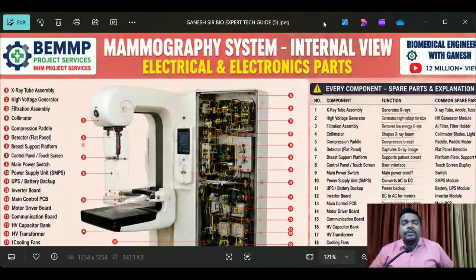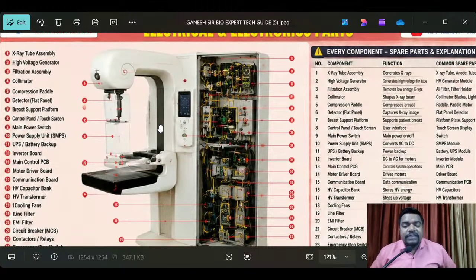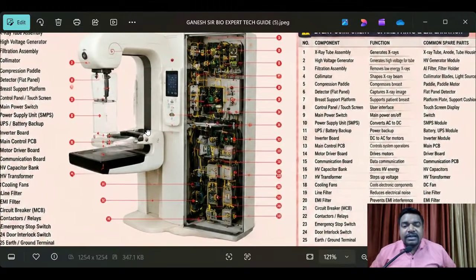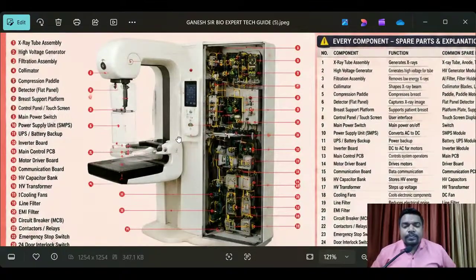Okay, right. Come to the point now. See here, the internal set points. Every level of parts I have mentioned very clearly here. I hope it is visible right now. First of all, see this picture, what I'm showing here. I'm going to explain very clearly and slowly, because every point is very important.